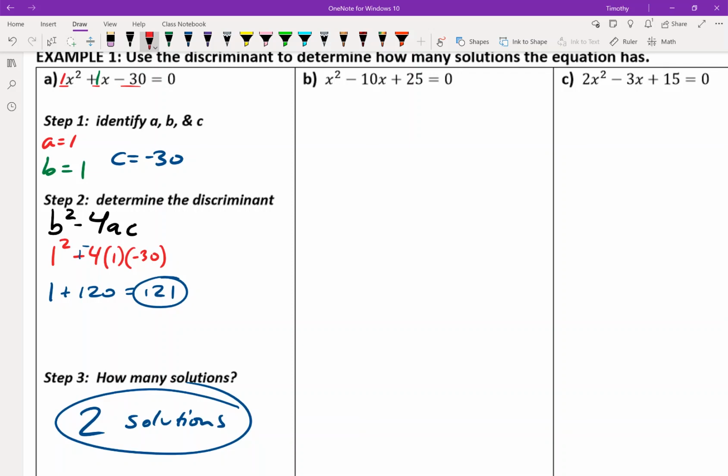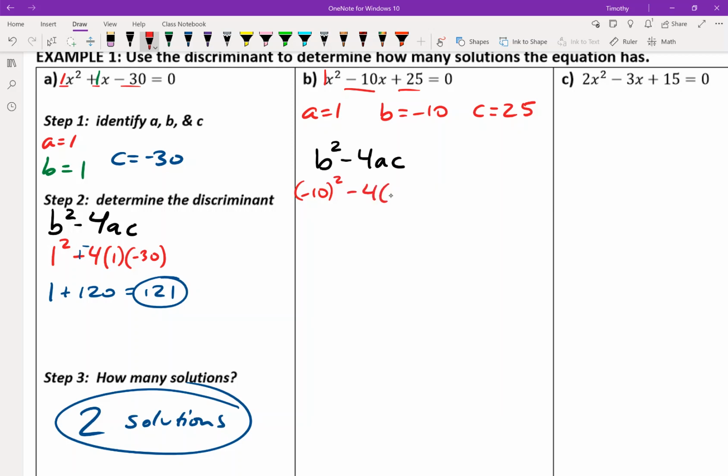For example B, we have x squared minus 10x plus 25. Our a value here is 1. The b value is negative 10. And our c value is 25. Remember, just the numbers in front of the variables there. Now we can use the formula for the discriminant. So b squared, that'd be negative 10 squared. Be sure to include the negative sign inside that exponent.